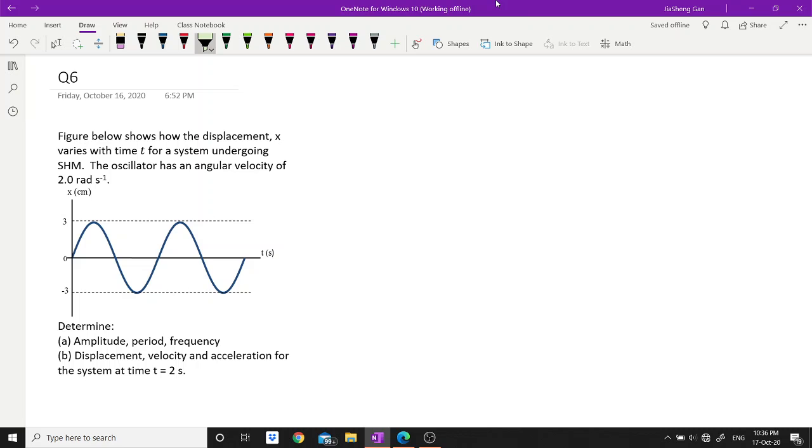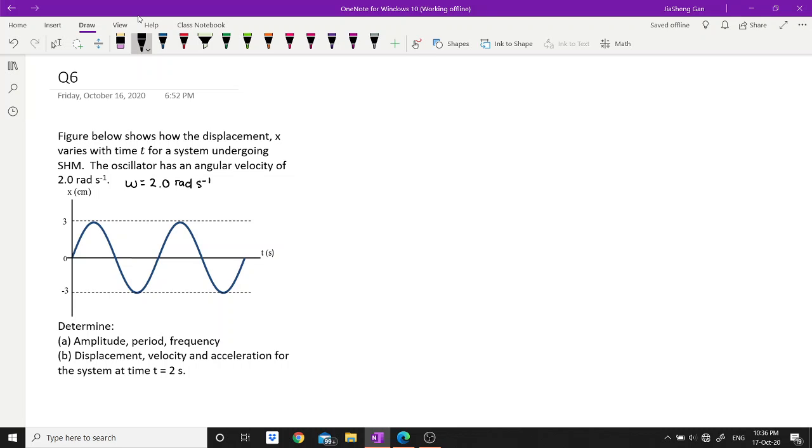The oscillator has an angular velocity of 2.0 radian per second. So let me just write it. Angular velocity is basically just omega. So omega is 2.0 radian per second. Okay, so this is a graph. I believe this is the first question that we discuss that involves a graph.